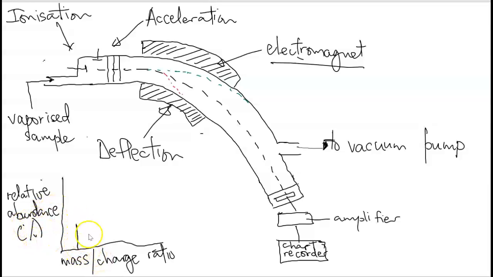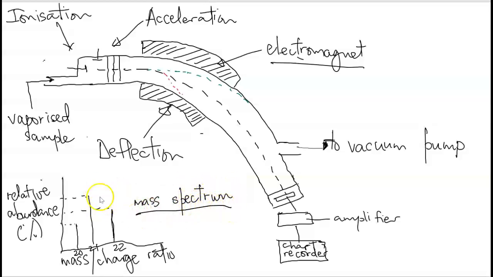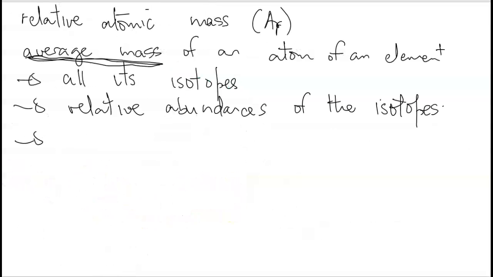For example, say our mass to charge ratios are 20, 21, 22, and that will be our relative abundances of the different isotopes, and this is what we call our mass spectrum, which shows the relative abundances of the isotopes present in the particular element.